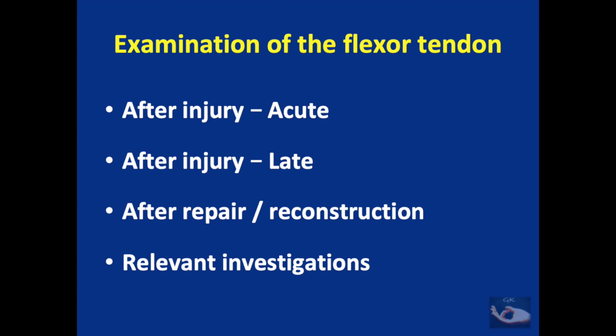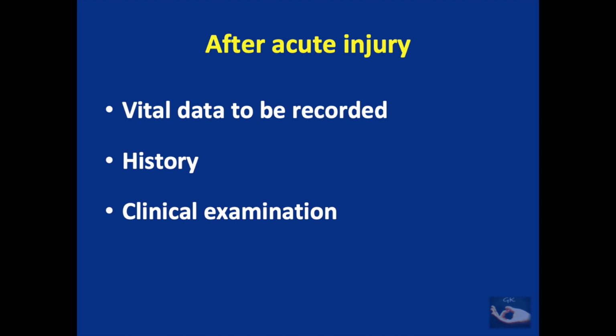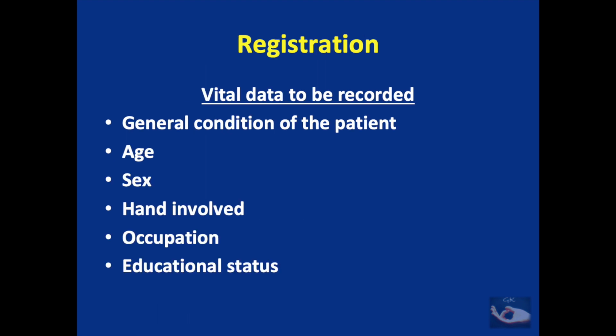interpretation of these investigations. In the situation of examination of flexor tendons in an acute injury, there are three things to be recorded. One, the vital data, the history, and the clinical examination. First, let us see the vital data that are to be recorded, not only for documentation purposes but also for medico-legal purposes. The first is the general condition of the patient.